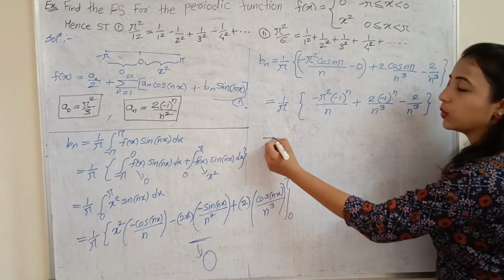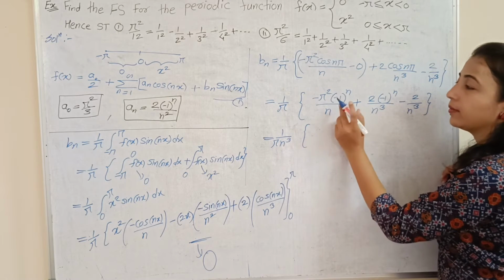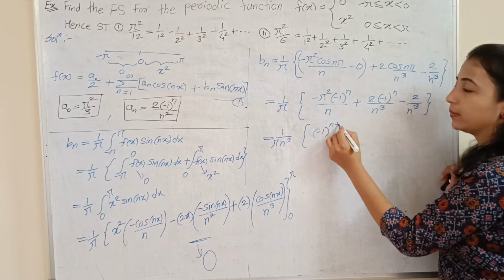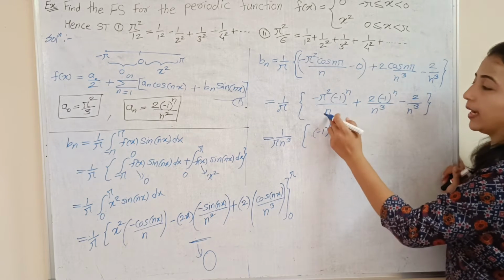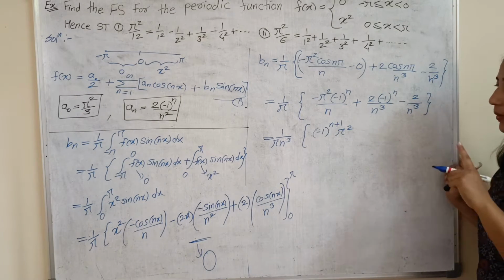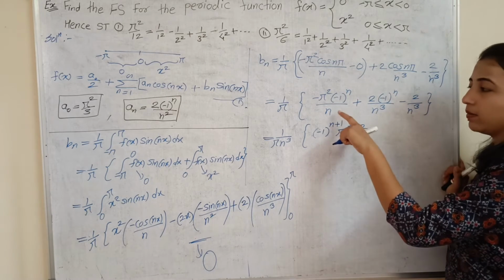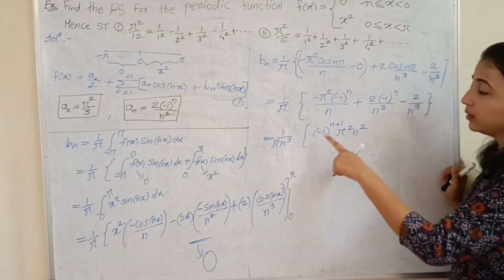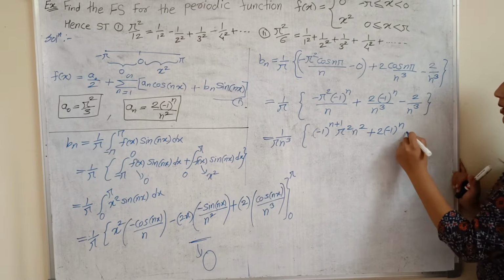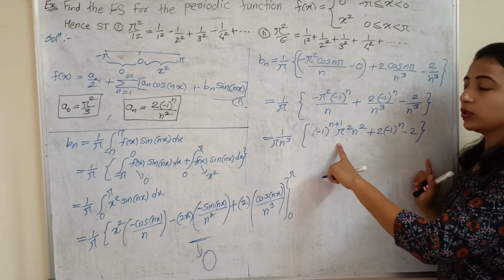If we take n cube outside, so it becomes 1 upon pi n cube, and here this is a minus 1 raised to the power n and minus, that means total (-1)^(n+1) pi square, and here we are taking n cube common, but यहाँ पे n cube नहीं है, that means यहाँ पे n square से multiply and divide होगा, so that n square will be there. So n square से multiply and divide, so dividing n cube we are taking common, so remaining n square plus 2(-1)^n minus 2. अगर और कोई term यहाँ पे common निकाल सकते होगे तो you can take common.